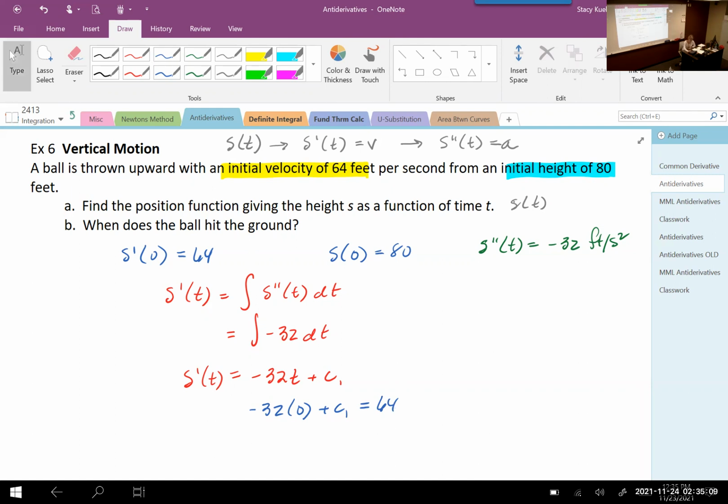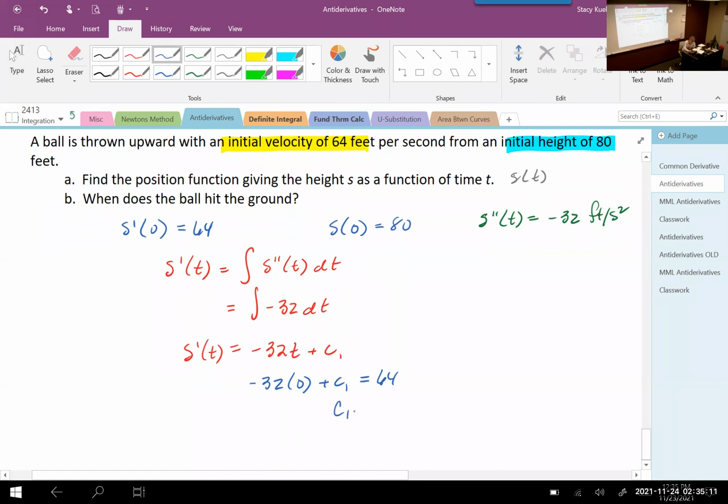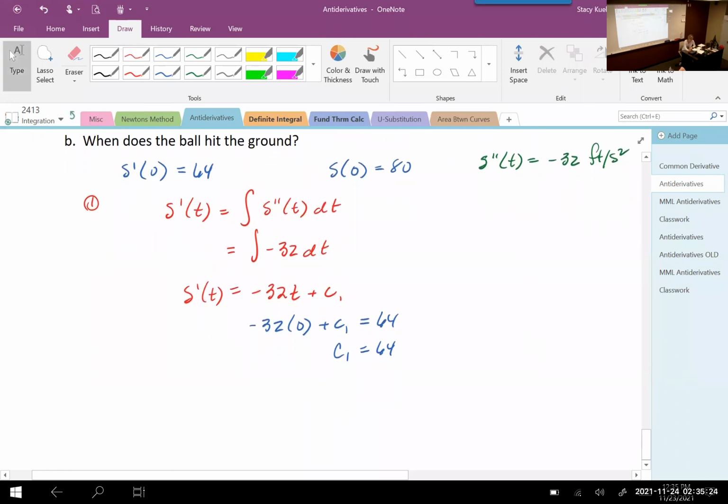So this C1 has to be equal to 64 because the 32 just goes away. That's the first step, finding this velocity function. Now we're going to come back in and we do the same kind of process using what we know about our position function.